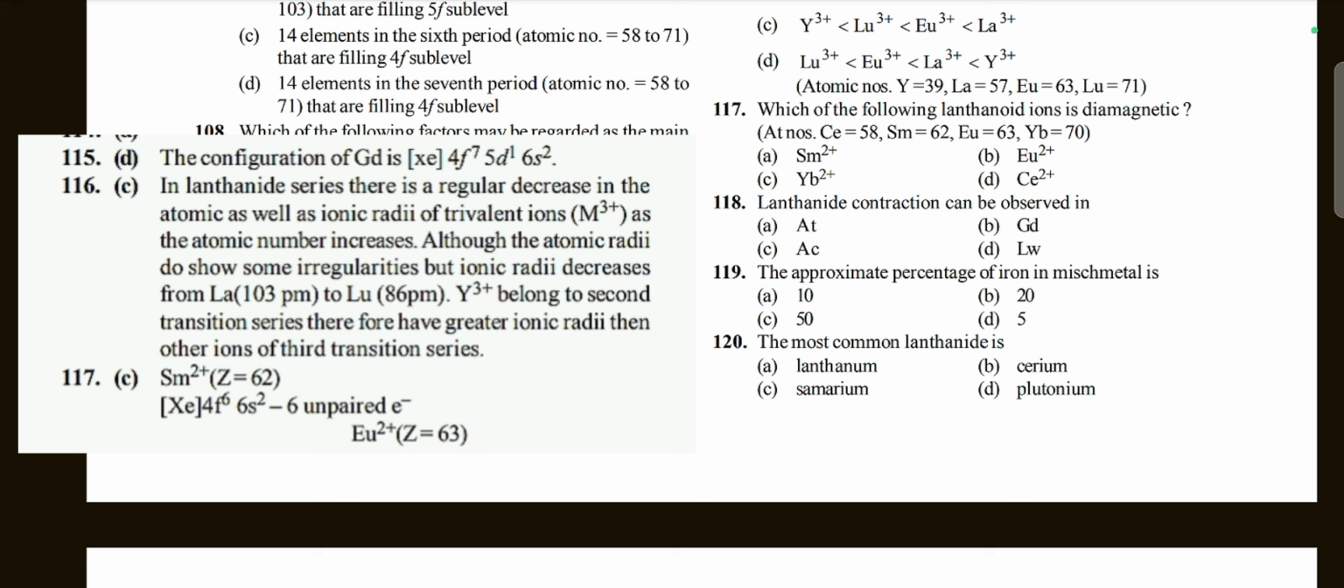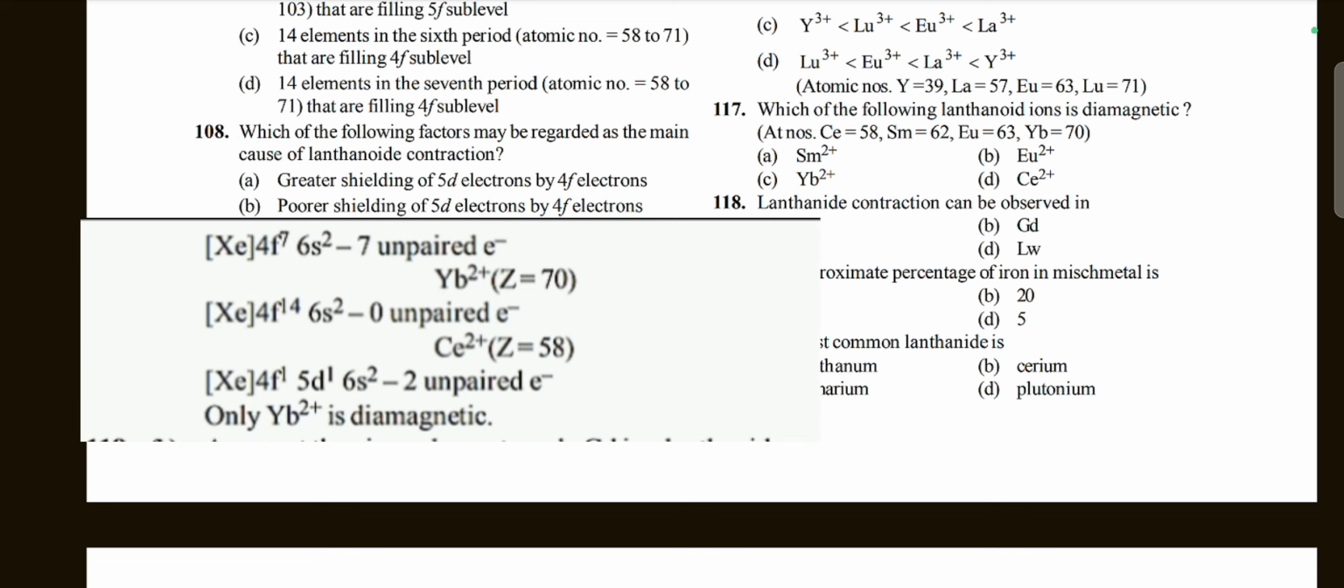In Sm2+, Z equals 62, so the electronic configuration is xenon 4f6, 6s2. So it has 6 unpaired electrons. Eu2+ is Z equals 63. It has electronic configuration 4f7, 6s2. It has 7 unpaired electrons. Yb2+ has Z equals 70. It has 0 unpaired electrons. And Ce2+ has 2 unpaired electrons. So only Yb2+, option C, is diamagnetic.